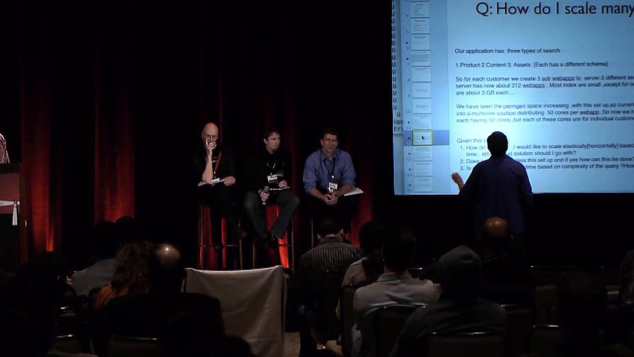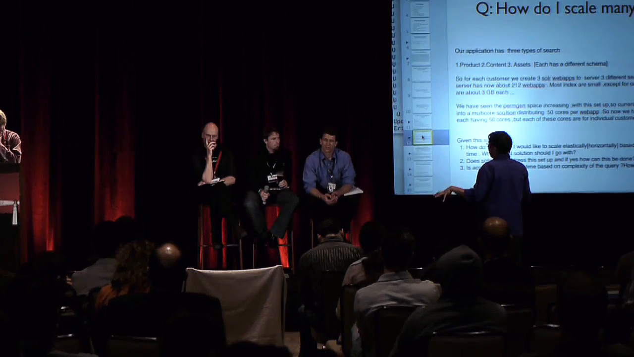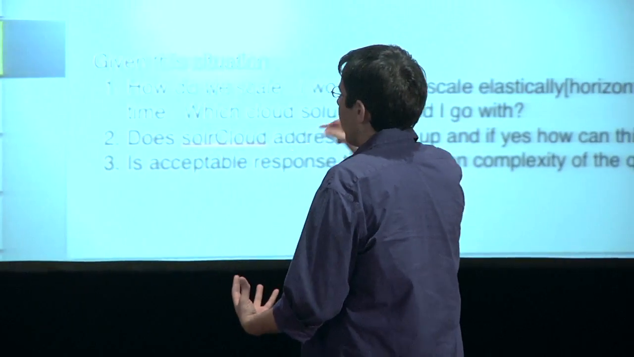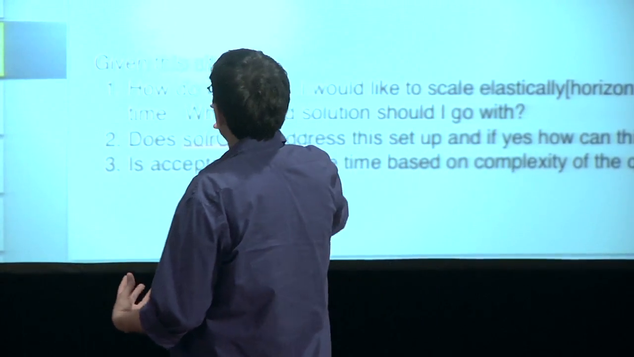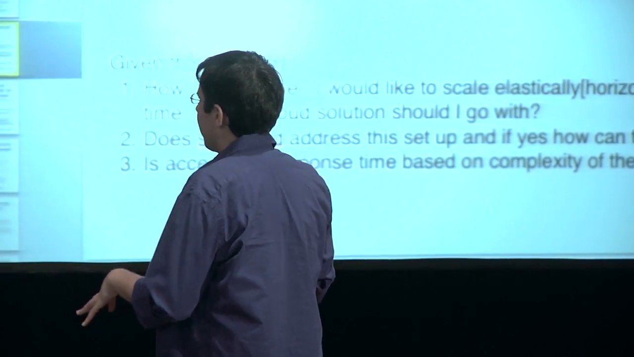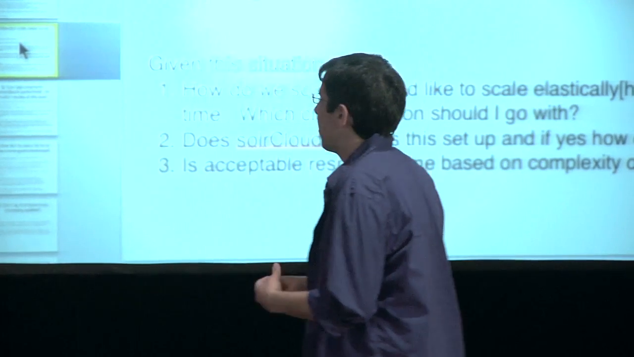Well, each of these cores are for individual customers and are independent. The way I interpreted that was they don't need these to be in one core, right? The customer is not simultaneously searching products and content. Those schemas are disjoint and separate and get individual queries. That was my understanding of that.